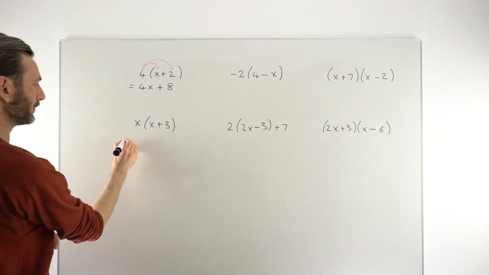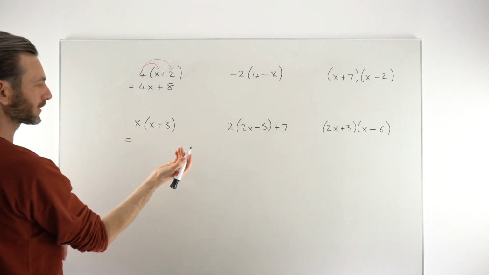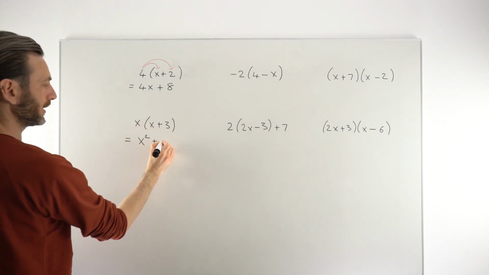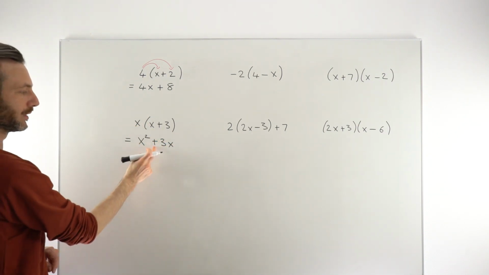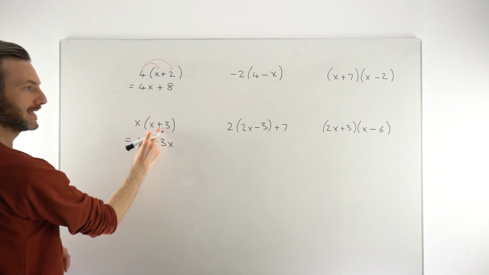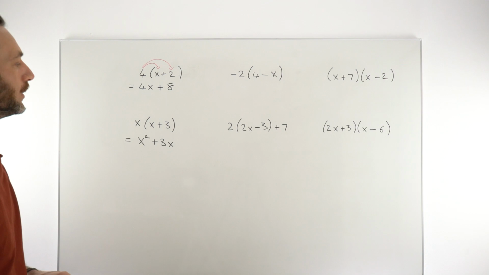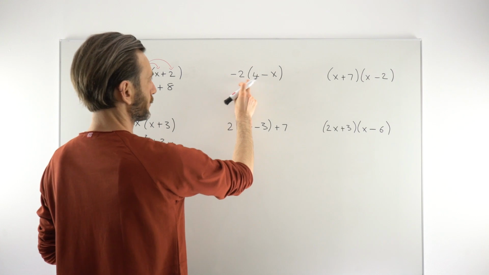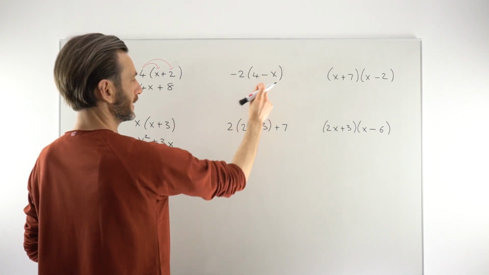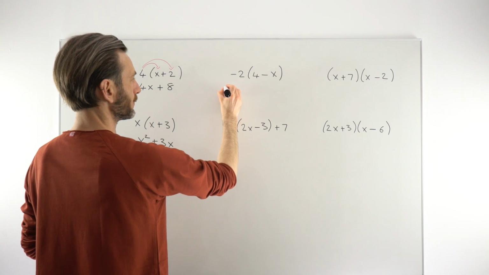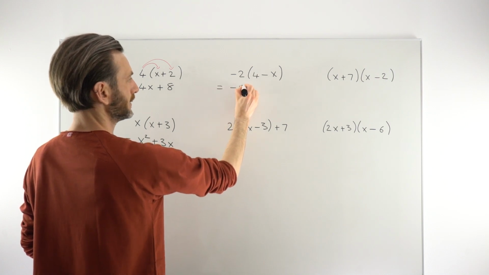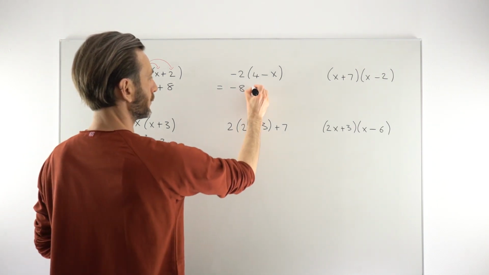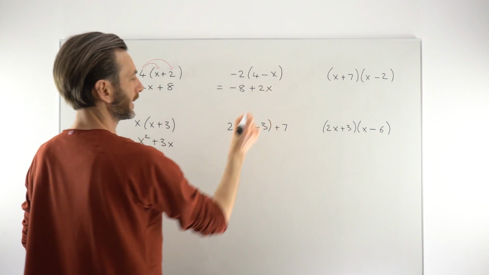Taking that same technique down here, x times x gives you x squared. x times 3 gives you 3x, and we put the plus in between because we had a plus here. If it was a minus here, it would be a minus here. Okay, so applying this technique again to some slightly different examples. Minus 2 times 4, and then minus 2 times minus x. So minus 2 times 4 gives us negative 8. Minus 2 times minus x, that's a double negative, which makes a positive. So that's going to come out to be plus 2x.